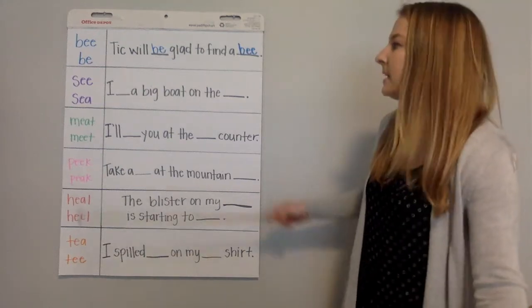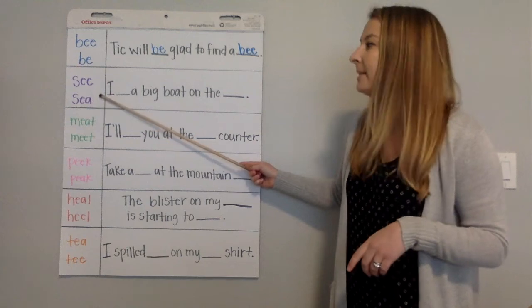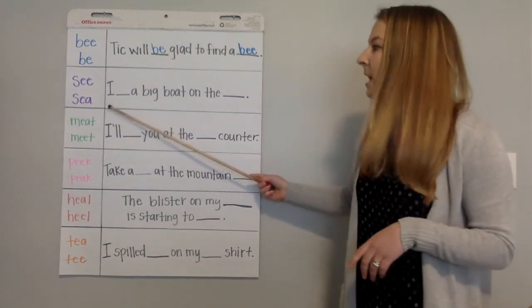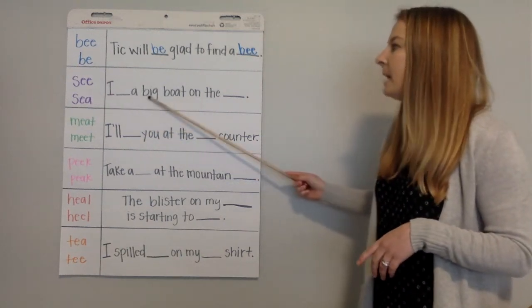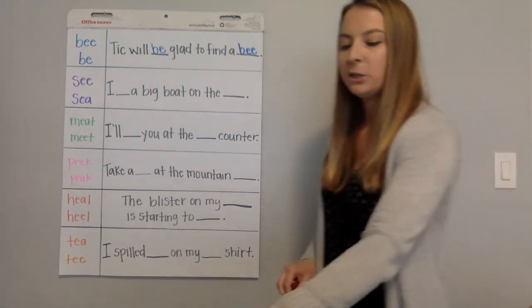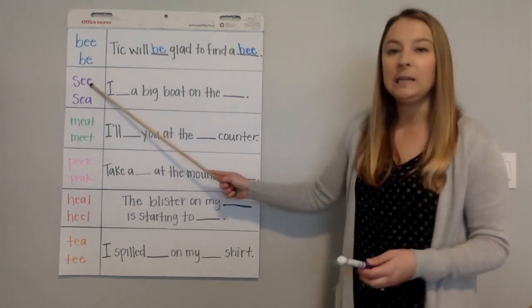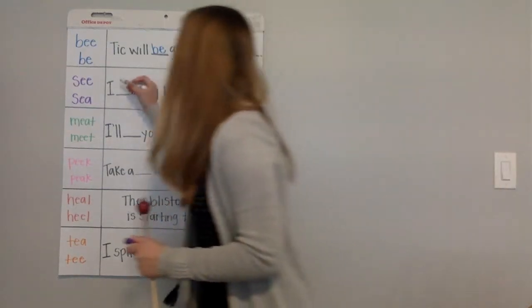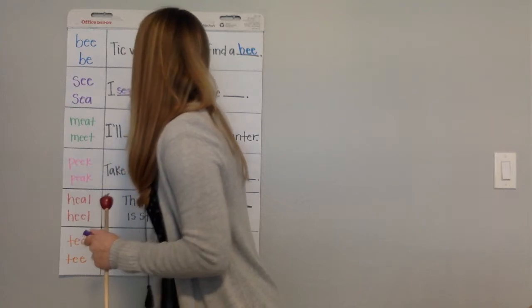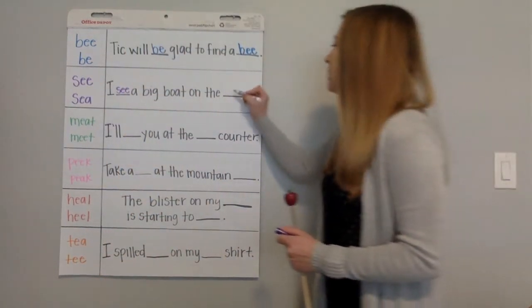Number 2, our examples for the homophones are see, as in see with our eyes, and sea like the ocean. I blank a big boat on the blank. So going back to our first example of a homophone, I see with my eyes a big boat on the sea or the ocean.